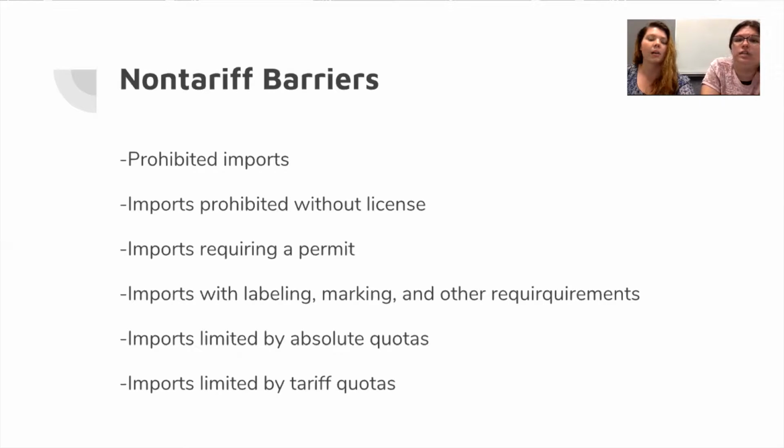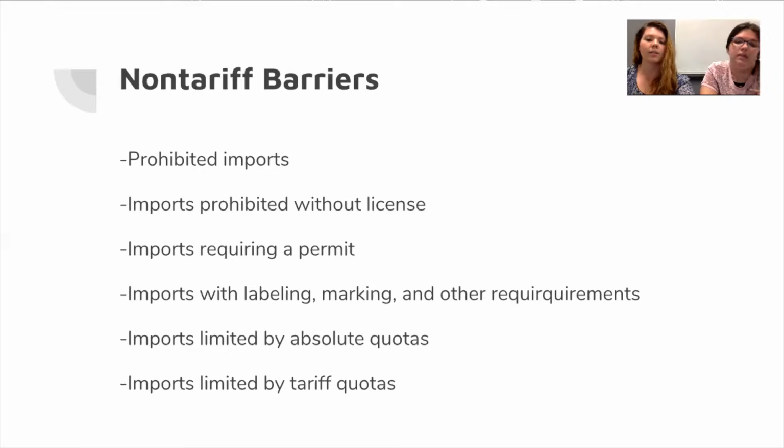Some cases of restrictions include prohibited imports. Some prohibited imports include narcotics or drug paraphernalia, counterfeit articles, products sold in violation of property rights, and a few others. Another kind of restriction is imports prohibited without a license. So these are arms and ammunition and products from certain countries such as Cuba, Iran, and North Korea.